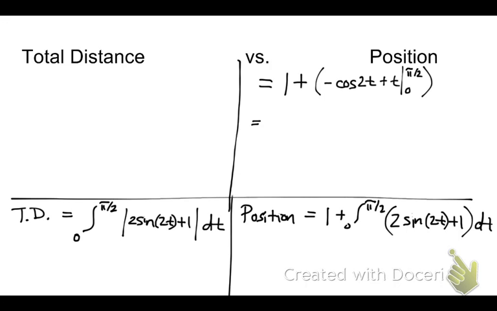So the fundamental theorem of calculus says to do f of b minus f of a. So if I plug in pi over 2 to both of these, and then subtract plugging in 0 to both of these. So let's do pi over 2 first. If I plug pi over 2 in here for t, I get 2 times pi over 2. Well, 2 times pi over 2 is pi. So that's negative cosine of pi plus pi over 2, minus, if I plug in 0, I get negative cosine of 0 plus 0.